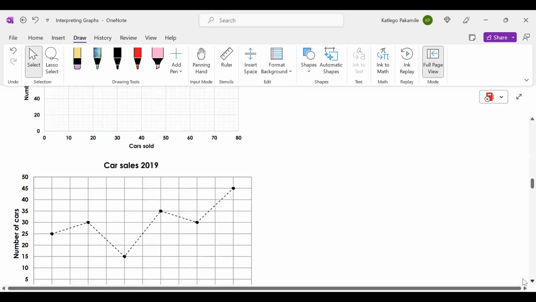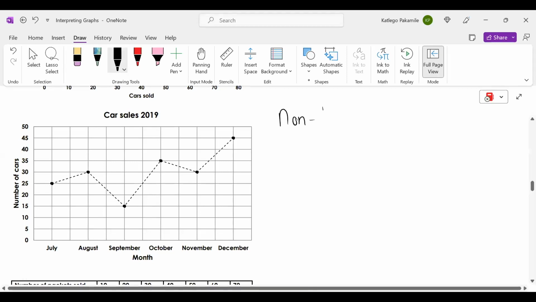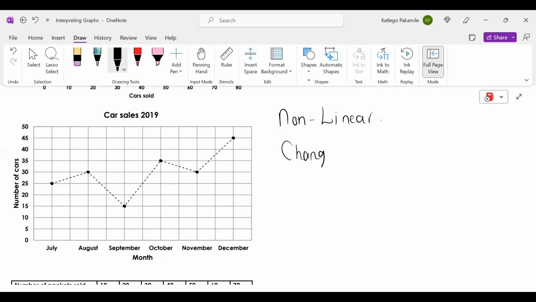Let's move on. Car sales in 2019 per month. Is this a linear or non-linear graph? Remember, you tell me the reason why you say it's linear or non-linear. Your answers have to have reasons. Hey, I love the reasons I'm getting. We're saying it is non-linear because it changes direction. So it might not curve, but it changes direction. So that is what makes this a non-linear graph.